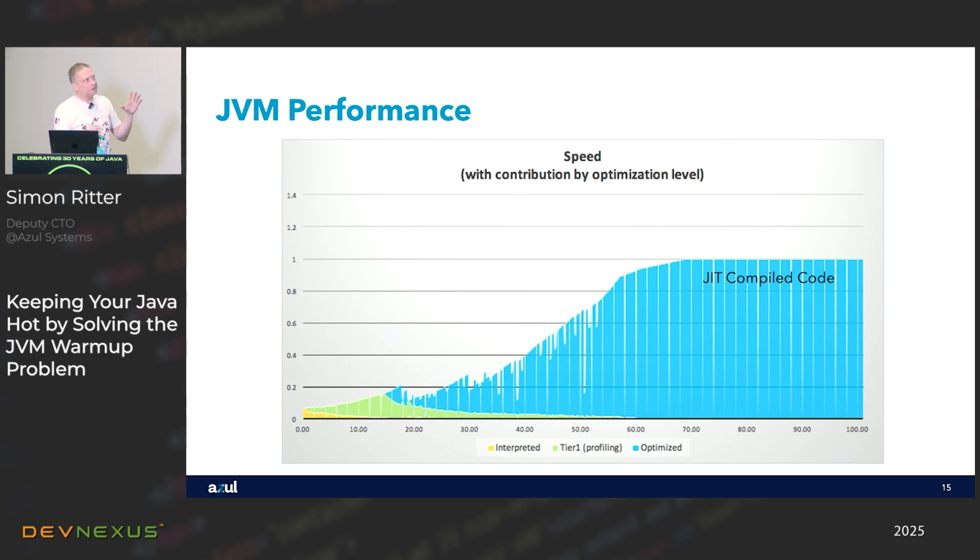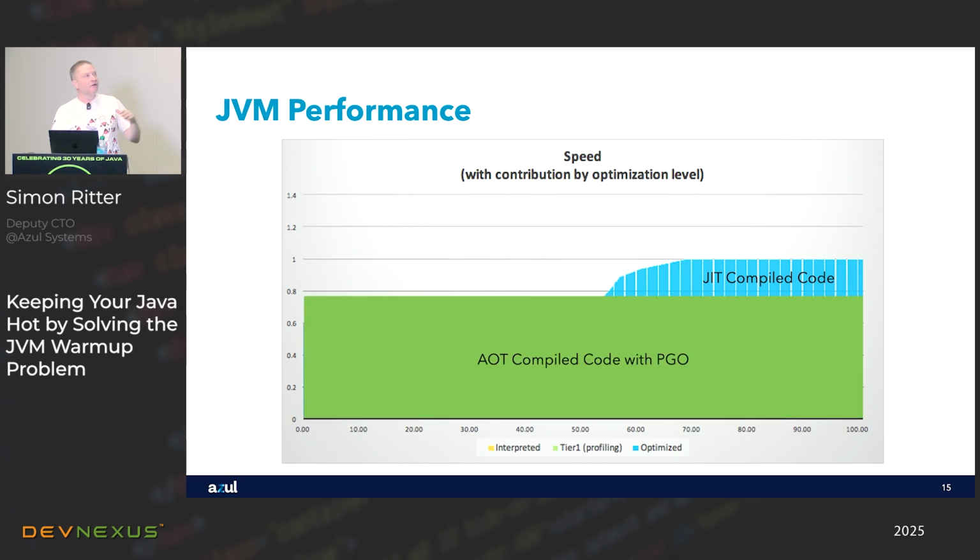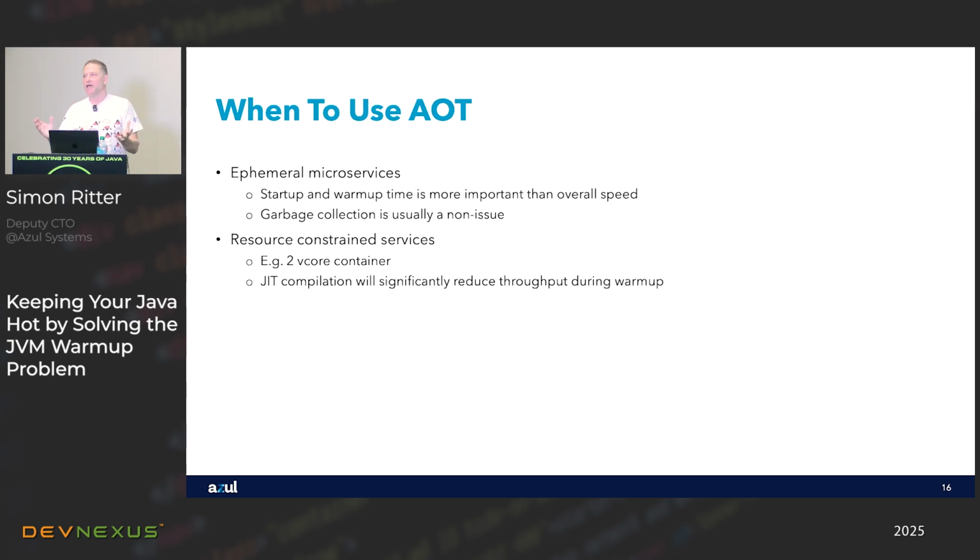So again, if we come back to our graph, this is where we're using JIT compiled code. This is the sort of performance level that we're going to see. If we compare that with static ahead-of-time compiled code, we're going to see this sort of profile. So although we accelerate much more quickly and get to our optimum level of performance straight away, that level of performance is going to be slightly lower because we can't use speculative optimizations. Even if we use profile-guided optimization, it's going to raise it a bit, but we're still not going to get that same level of performance because we're not looking at the actual running code. So AOT is good, but it has limitations.